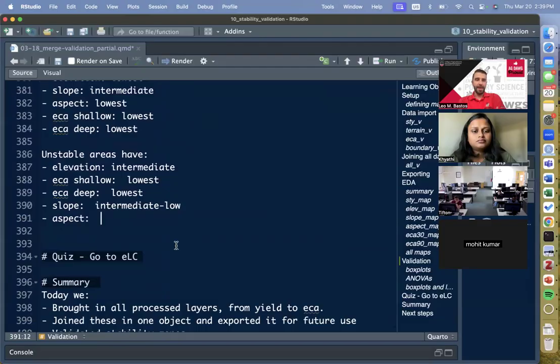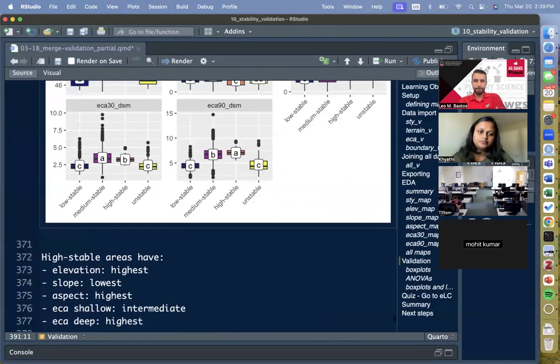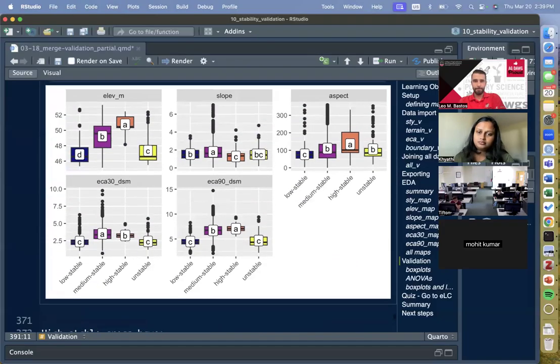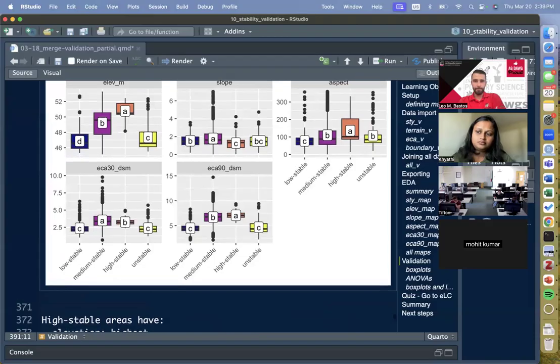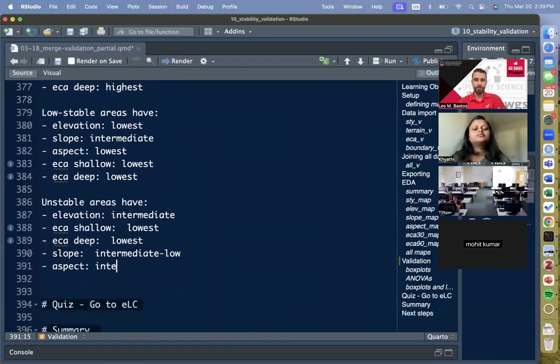And what about aspect, Benedetta? Aspect was intermediate. Intermediate, right? Awesome.